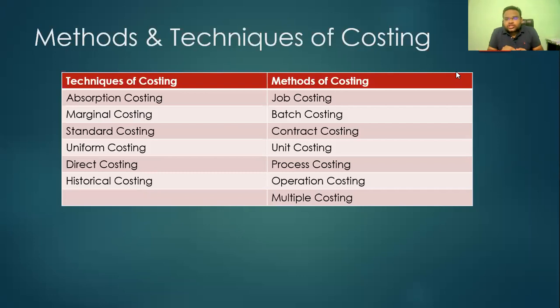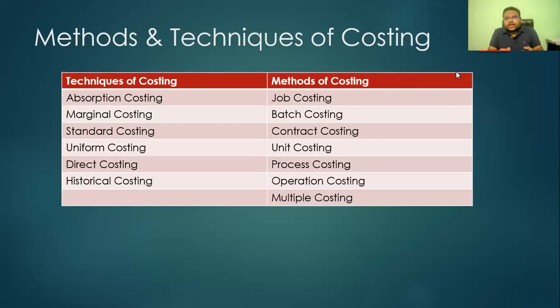In terms of batch costing, take an example of medicines. They cannot be produced singly. Medicines are produced batch-wise. The cost of each batch we call batch costing. Take an example of contract costing. For example, we want to build some flats. The cost of that is called contract costing. Unit costing is more like finding out the cost of a unit.